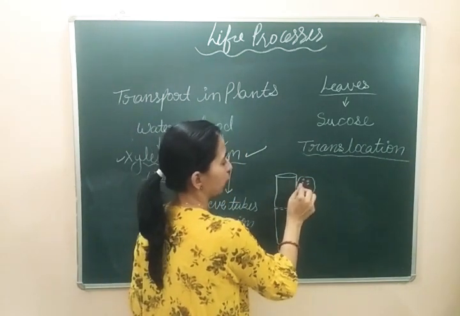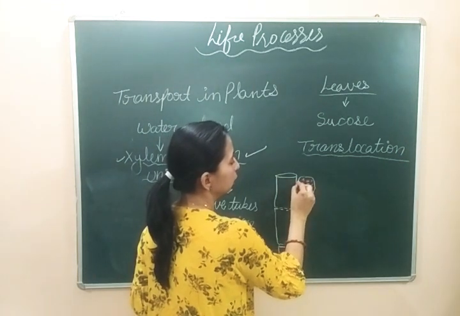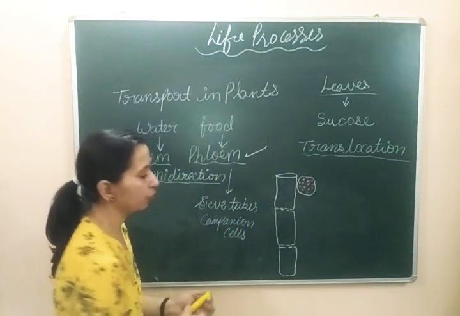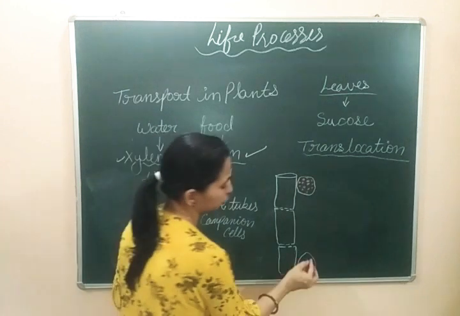इसके अंदर stored food है. इसके अंदर एक high concentration में sugar solution present है and this sugar solution need to be transported. And one more cell is here. This cell has very low concentration of sugar.